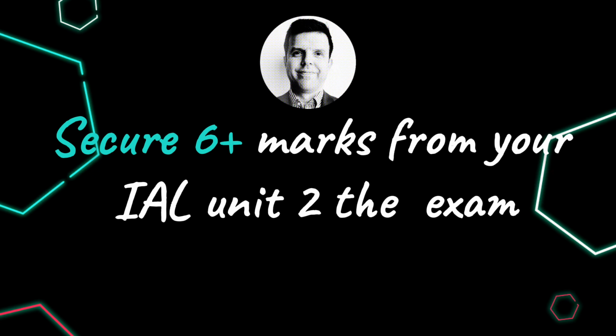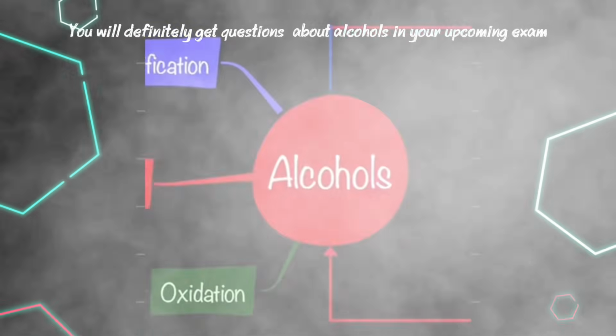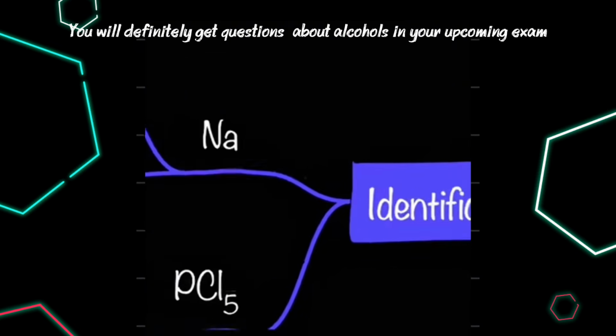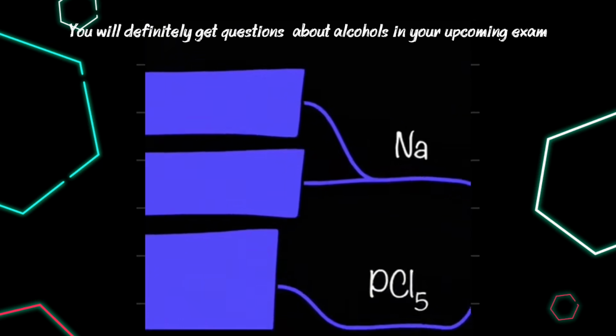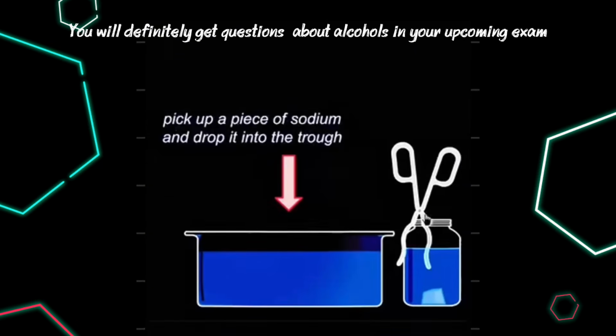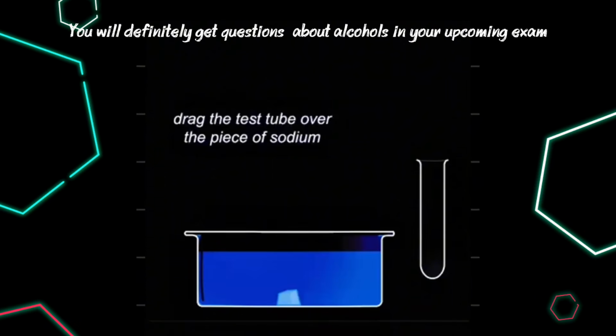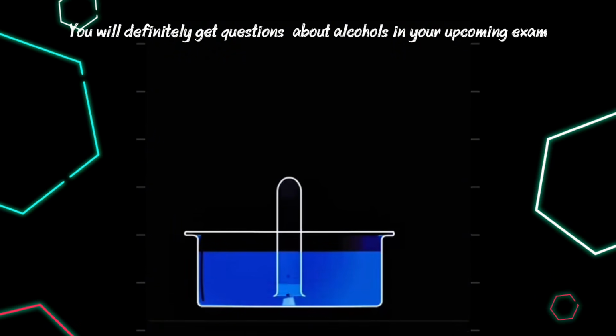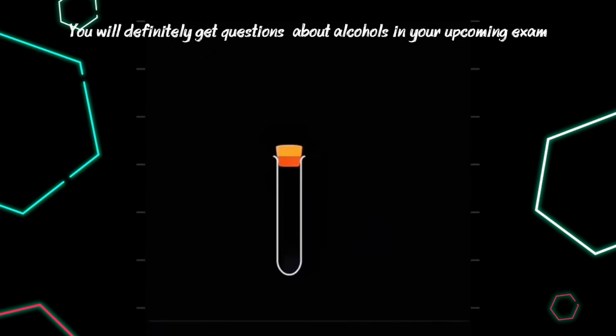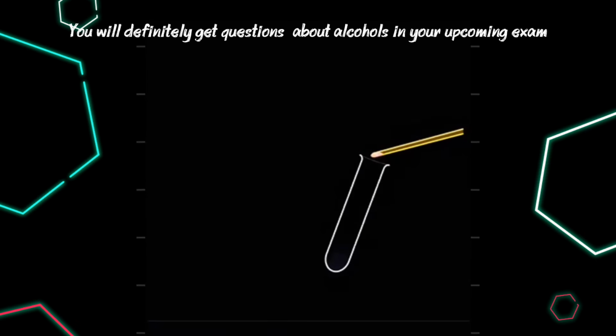This mind map has all the information you need for the alcohol part of IAL Unit 2 Chemistry. We will start with the identification of alcohols. You can identify alcohols by means of sodium, and when you drop sodium into an alcohol, you'll be producing hydrogen gas, which you can always test for by using a lighter splint, producing a squeaky pop.